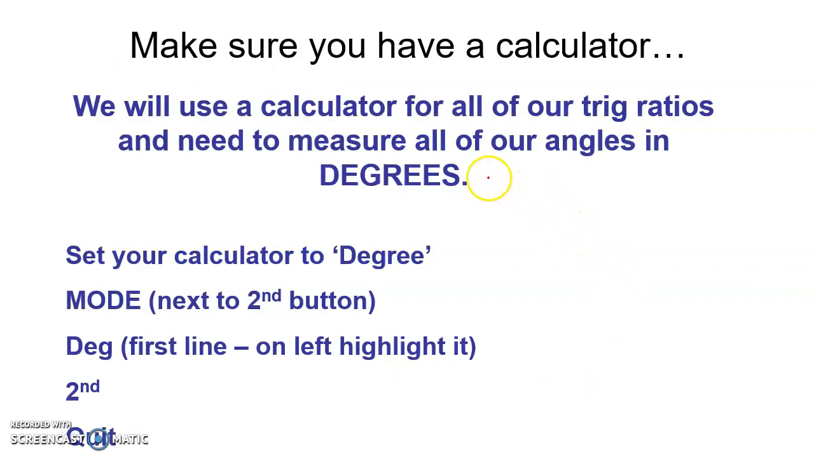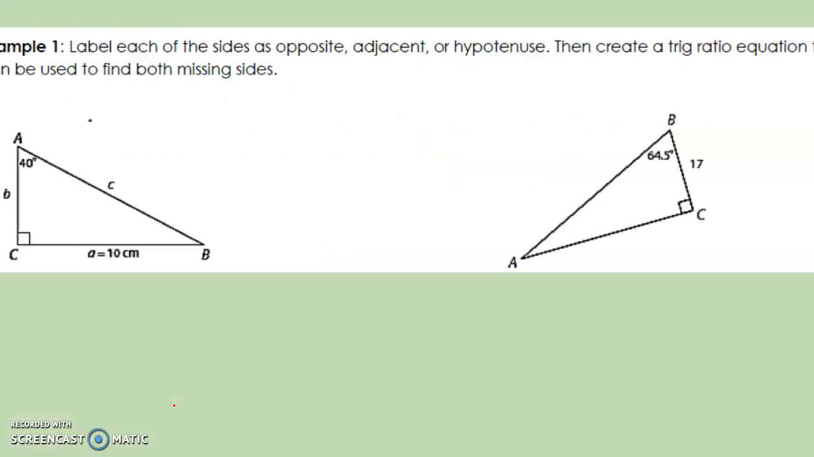Okay, we also want to make sure you're set on degrees, not radians. So to set your calculator to degrees, make sure you press the mode button, highlight degrees, and then second, quit. Now that we're all set and ready, let's go ahead and get started on this.